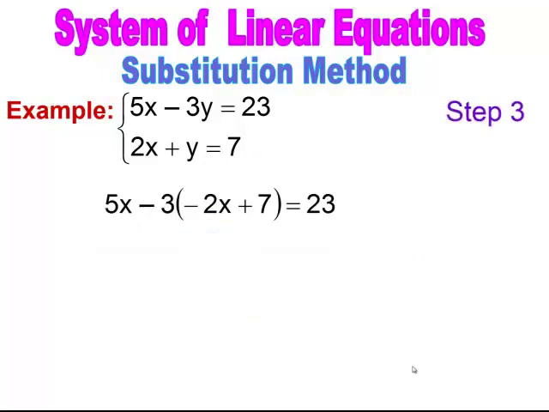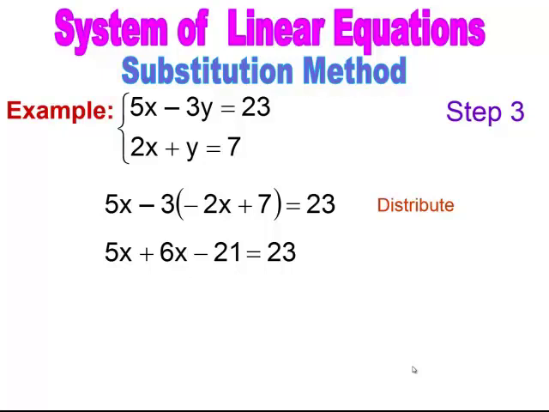So now you have a multi-step equation to solve. And again, a multi-step equation, you do the parentheses first. So I'm going to do the distributive property with that negative 3 to everything in that negative 2x plus 7. And I'm going to end up with 5x plus 6x minus 21 equals 23. So be careful with that distributive property. We're distributing a negative 3.